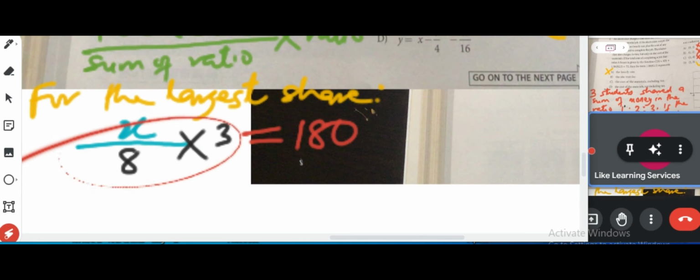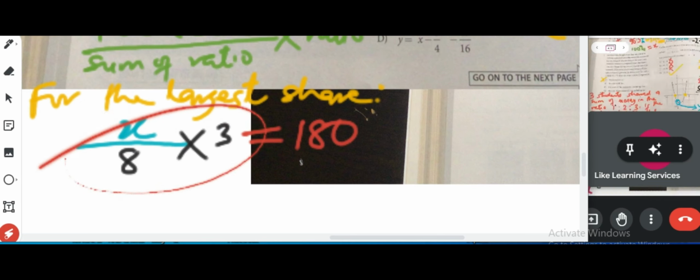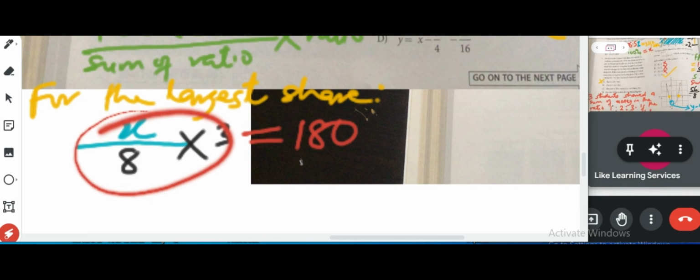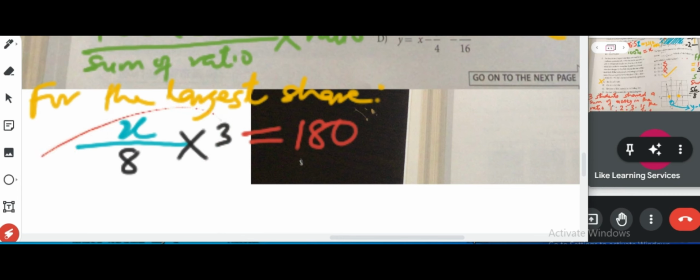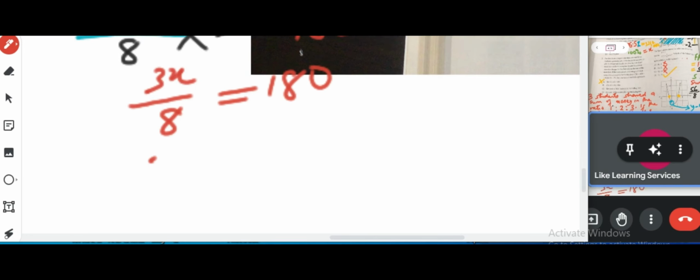This gives 3x, do you know? Or let me even ask you, what does this give? What I'm circling: x over 8 times 3. What would it give? You just said it gives us 3x. 3x over 8, you mean? Yes. So we have 3x over 8 is equal to 180.